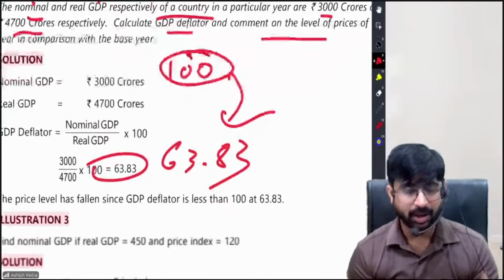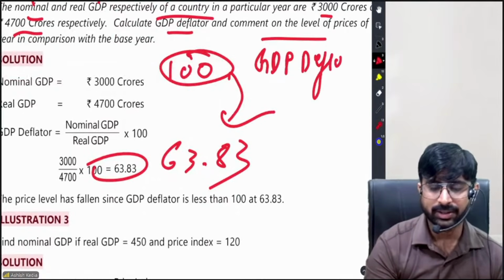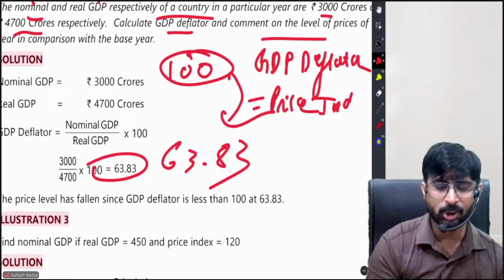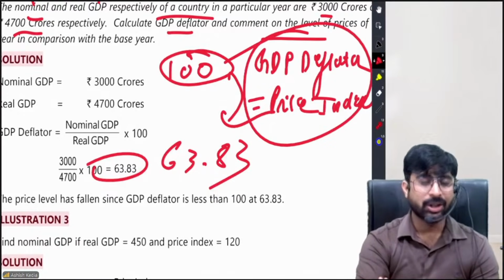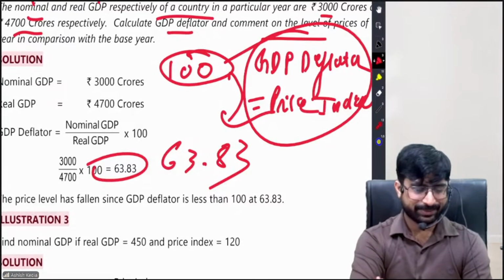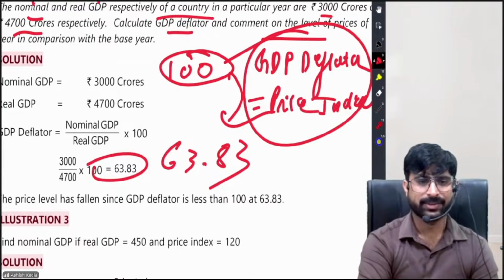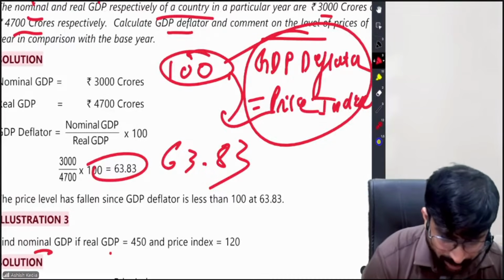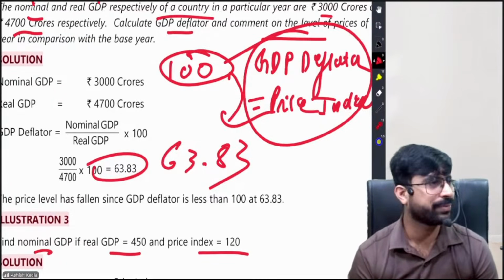Remember one more thing about GDP deflator. That is why, class, GDP deflator is also called price index. In your quantitative aptitude, that is mathematics, in the statistical portion, you would have done it in index numbers, right? Now, find nominal GDP if real GDP is 450 and price index is 120.